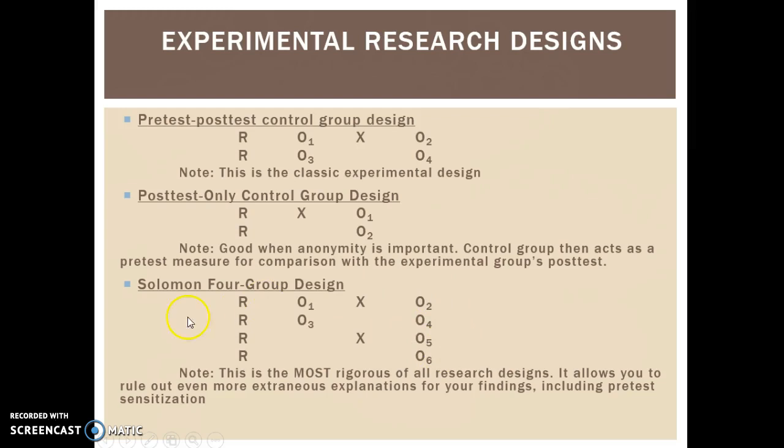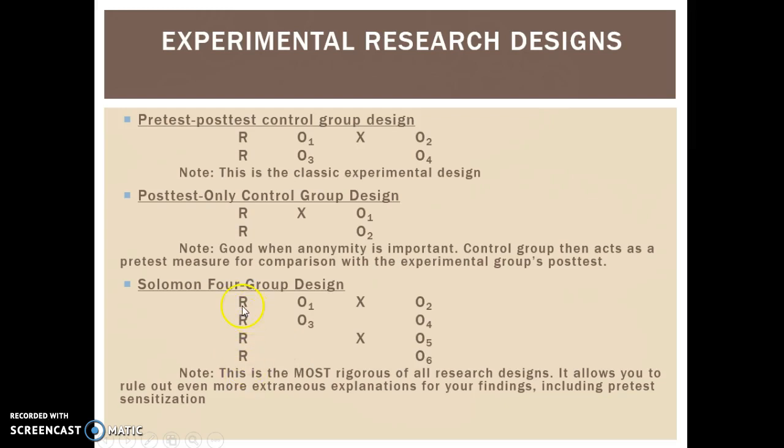Then the last experimental research design that I want to talk about is the absolute most rigorous design that's out there. It is the Solomon 4 group design. So the Solomon 4 group design is an experimental research design, and it is the most rigorous out of any of the research designs. With the Solomon 4 group design, rather than having just 2 groups, you actually have 4 groups of participants. So you will randomly assign, because you see the R, among all your participants.